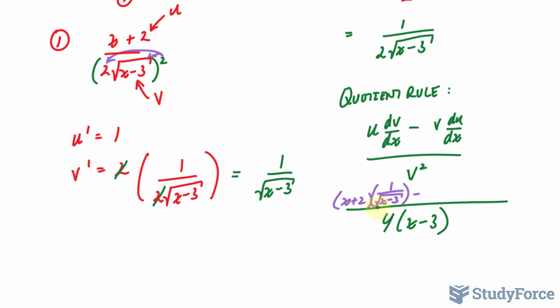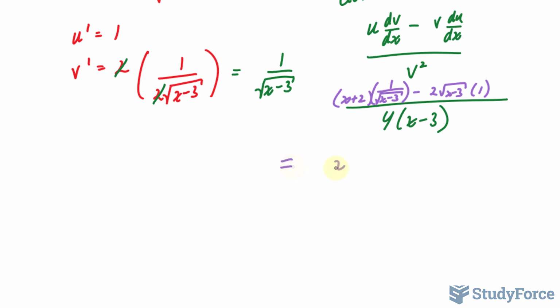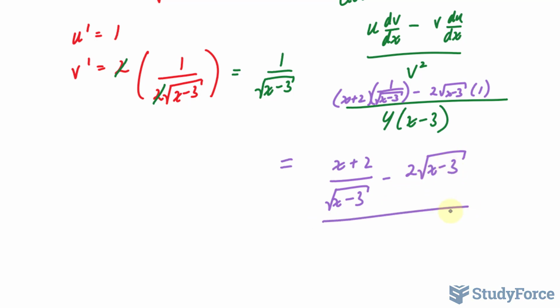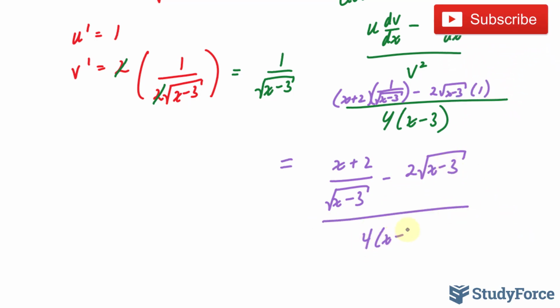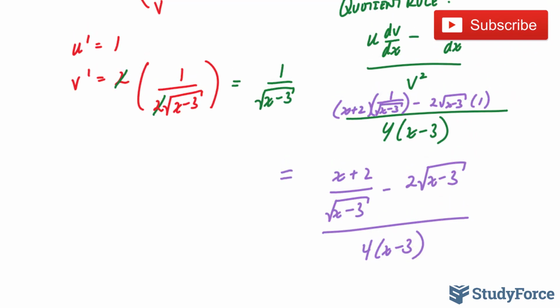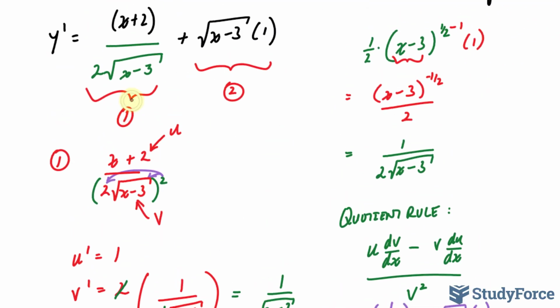Minus v, which is 2 times the square root of x minus 3, times the derivative of u, which is 1. If we simplify this, we should get x plus 2 over the square root of x minus 3, minus 2 times the square root of x minus 3, over 4 times x minus 3. Now we're almost done. Remember, this was for term 1. We also have to find the derivative of term 2.